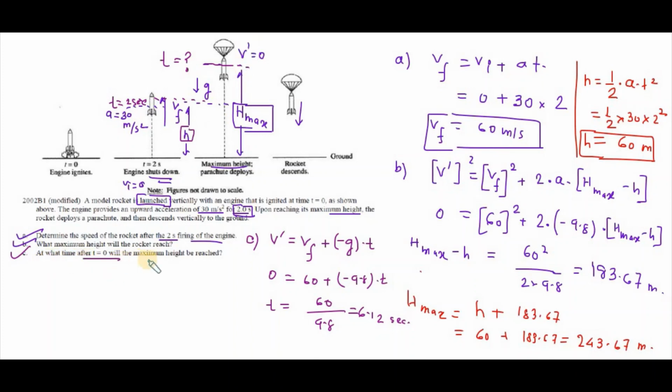And they are asking at what time after t equal to 0 will the maximum height be reached. That means with respect to the time t equal to 0, the total time would be 6.12 plus, up to h height it took 2 seconds to reach, that means plus 2, that would be giving the total time. It is 8.12 seconds.